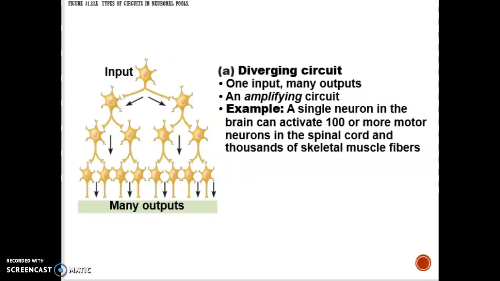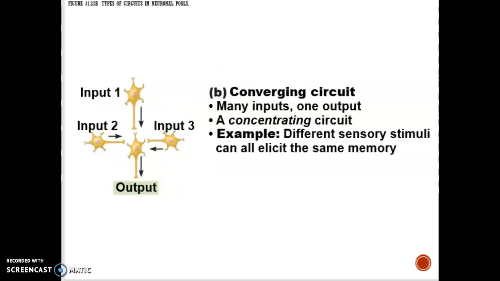The first is the diverging circuit. You can see there's one input and a whole bunch of outputs. This is showing an example of how one single neuron in the brain can activate hundreds of neurons, even thousands of fibers of muscles throughout the body. This is a diverging circuit.